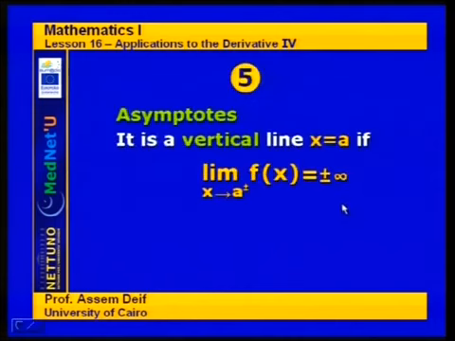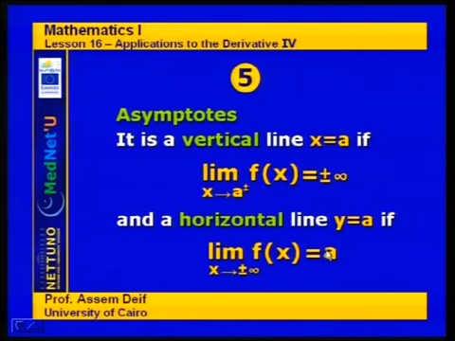Again, your asymptotes. We said before that your vertical asymptote, you obtain it by taking the limit when x tends to a from the right or left. If this goes to infinity or minus infinity, then x equal to a is a vertical asymptote, while your horizontal asymptote, you obtain it by taking the limit when x tends to plus or minus infinity. If this tends to a definite value L, then y equal to L, or y equal to a, is the horizontal asymptote.